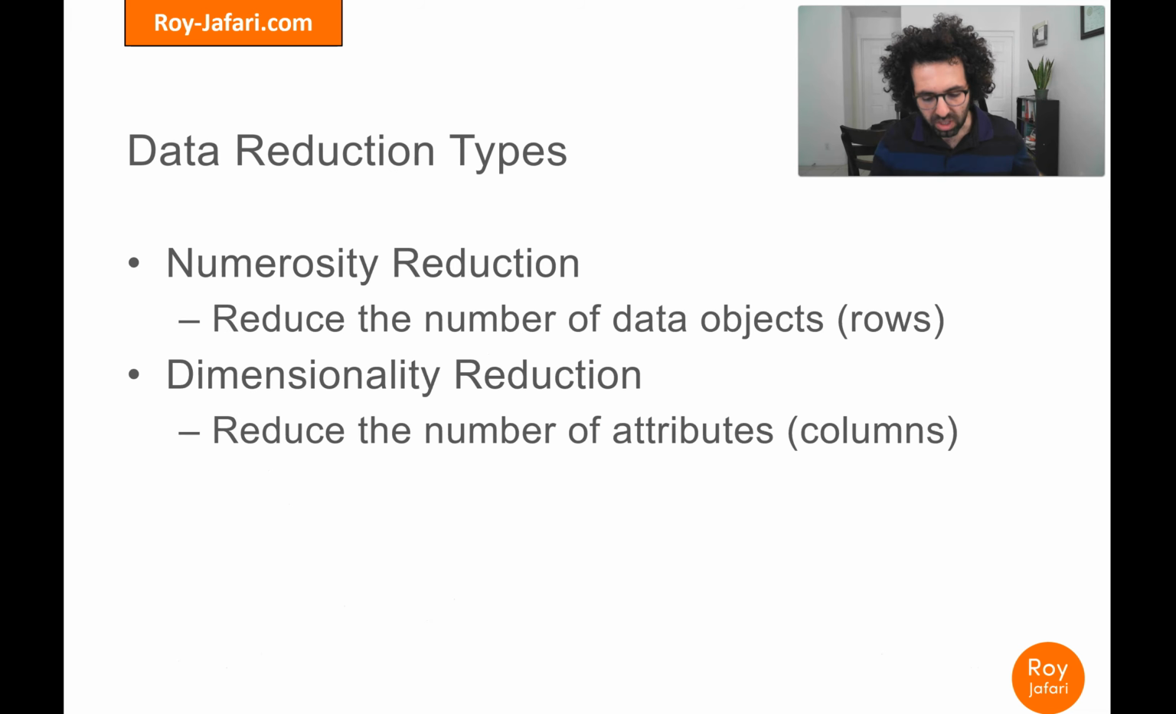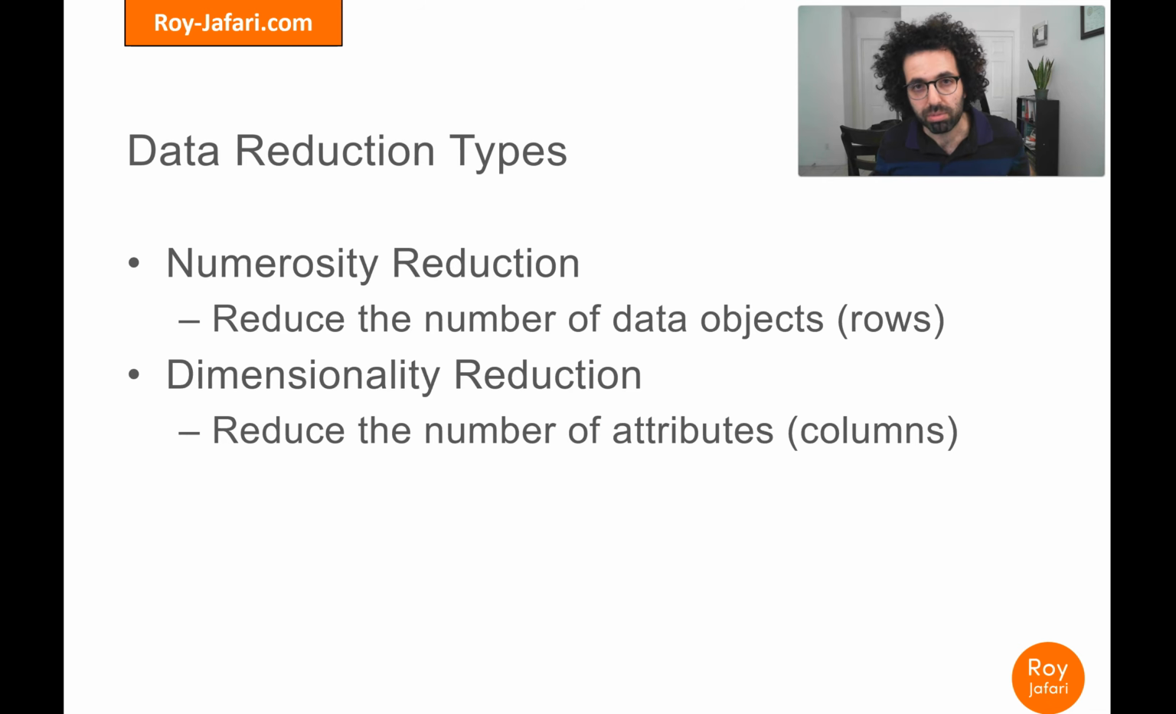So as we discussed, dimensionality reduction comes against the numerosity reduction. Numerosity data reduction was when we wanted to reduce the number of rows, or our data objects. And as simple as that, dimensionality data reduction is basically reducing the number of attributes, or columns, in a data set. So that's where these two are different.